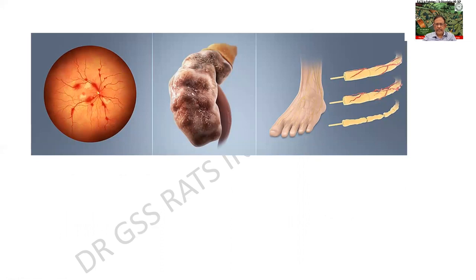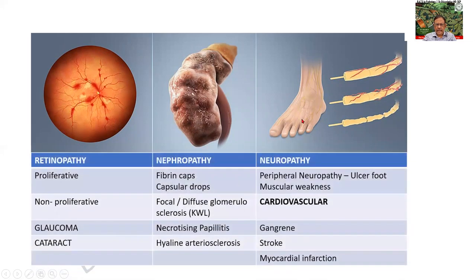As we had been mentioning earlier, students usually answer retinopathy, nephropathy, and neuropathy. Instead, I would like you people to answer it thus. In retinopathy, it can be either a proliferative or a non-proliferative lesion. Also, there can be glaucoma and cataract in addition to these.